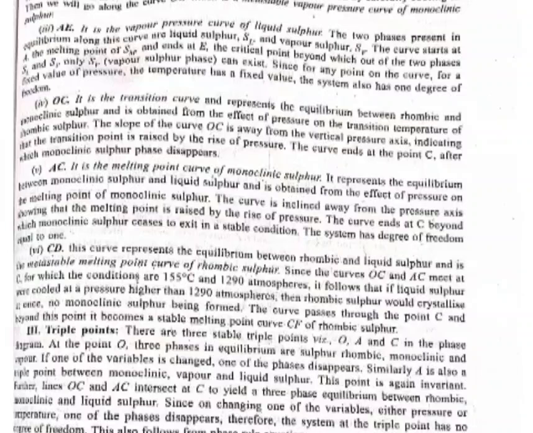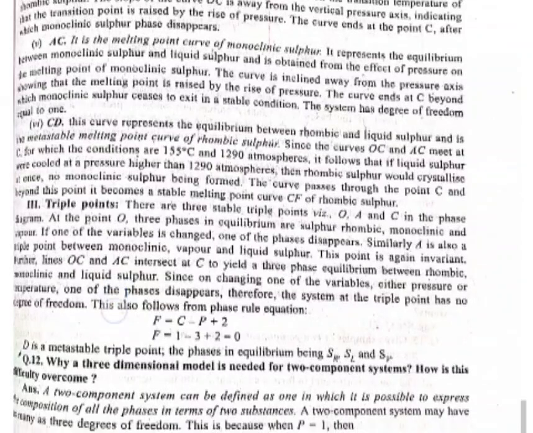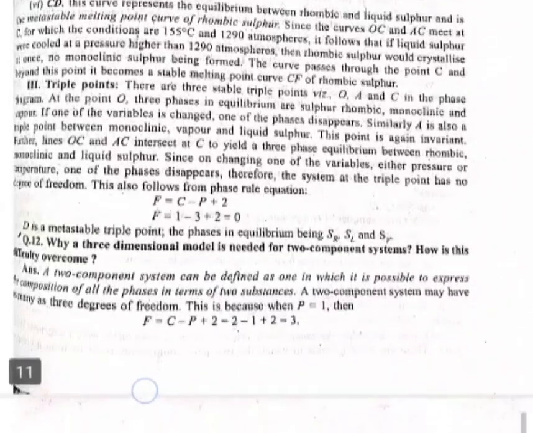It represents the equilibrium between monoclinic sulfur and liquid sulfur, and is obtained from the effect of pressure on the melting point of monoclinic sulfur. The curve is inclined away from the pressure axis, showing that the melting point is raised by the rise of pressure. The curve ends at C, beyond which monoclinic sulfur ceases to exist in a stable condition. The system has degree of freedom equal to 1. Next, CD.